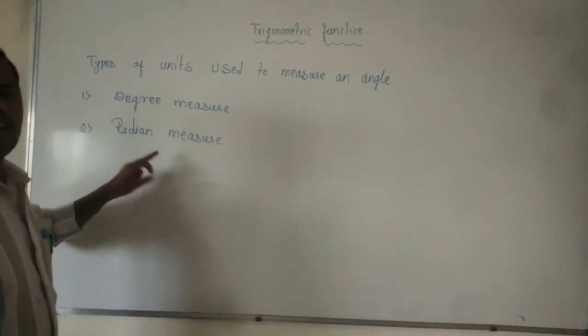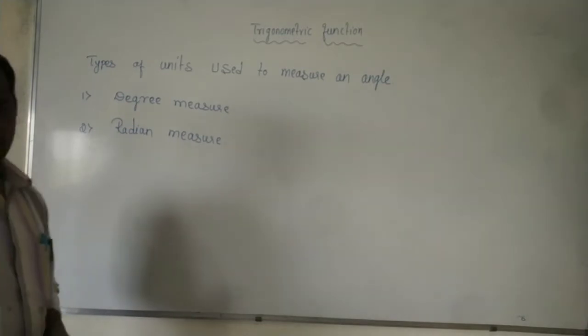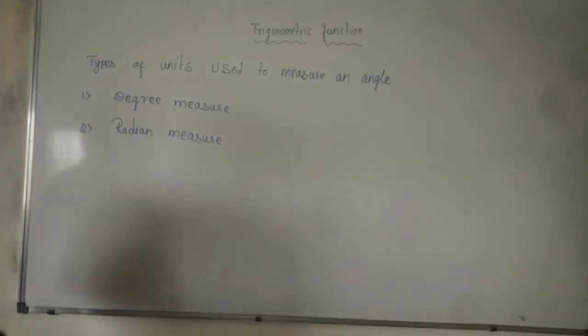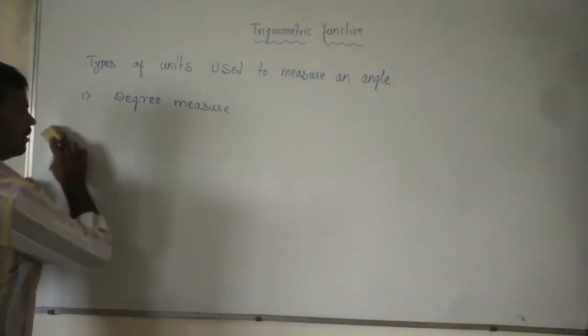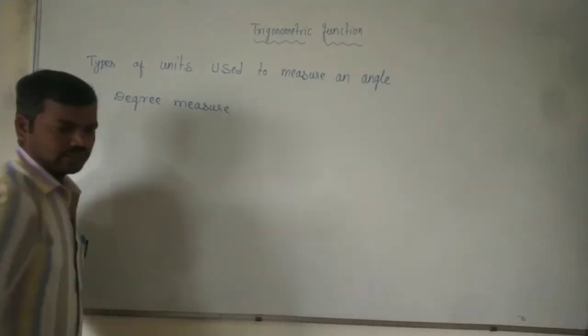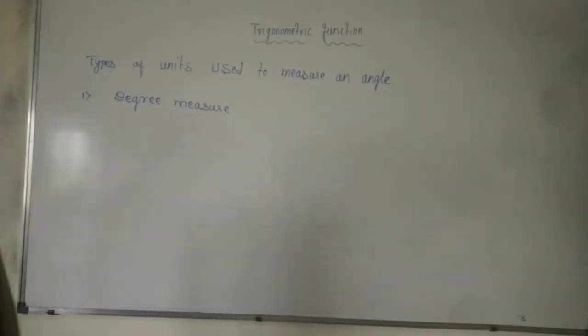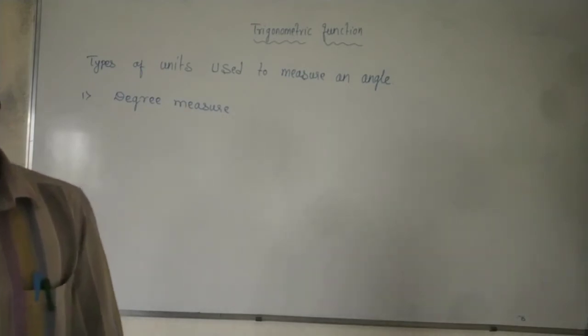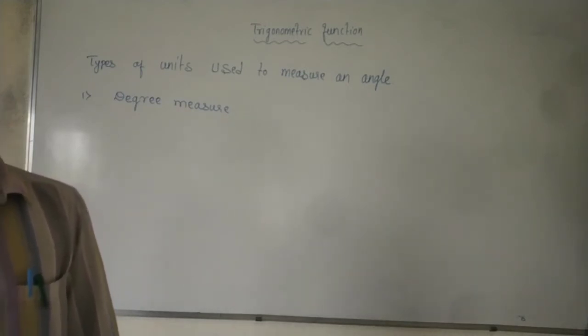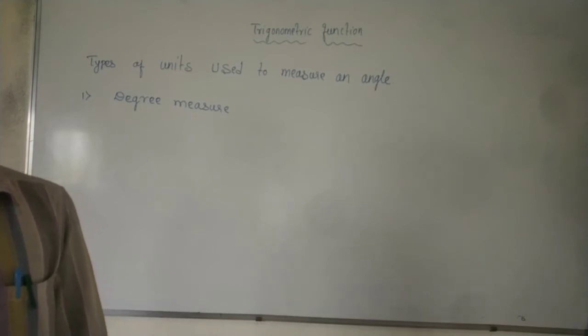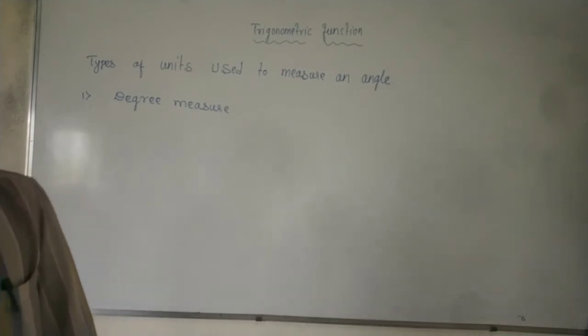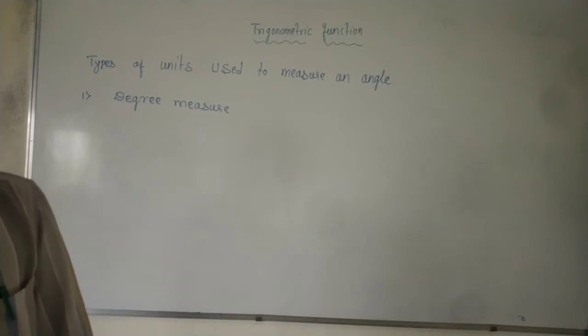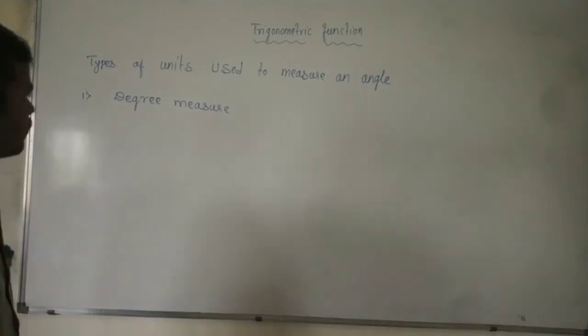When we call it 1 degree? That is, if we divide a complete rotation or a revolution into 360 equal parts.